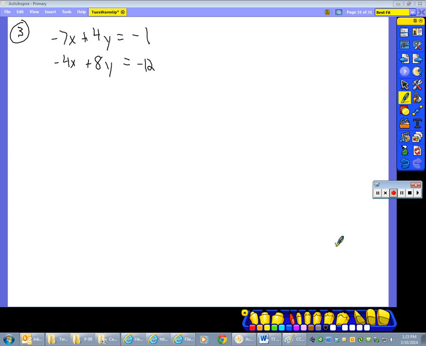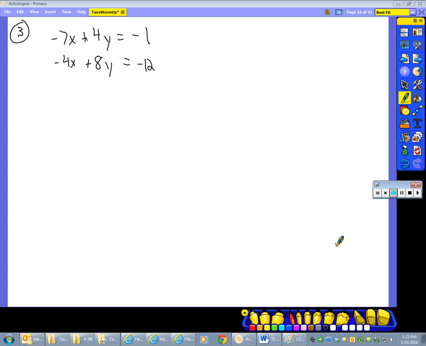Alright, so here's number 3. We're working on practice assignment number 9, part 3, number 3. We've got these two equations. Now I can either eliminate the x variables or I can eliminate the y variables. Either route you go will give you the right answer, but one of these is easier to eliminate than the other.